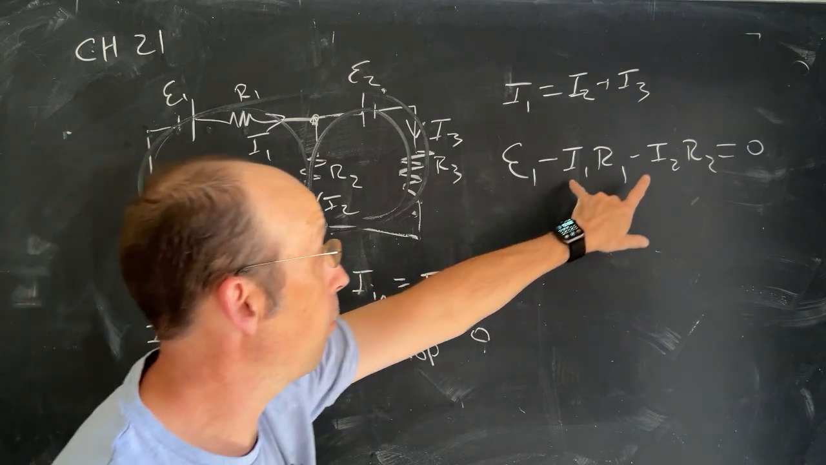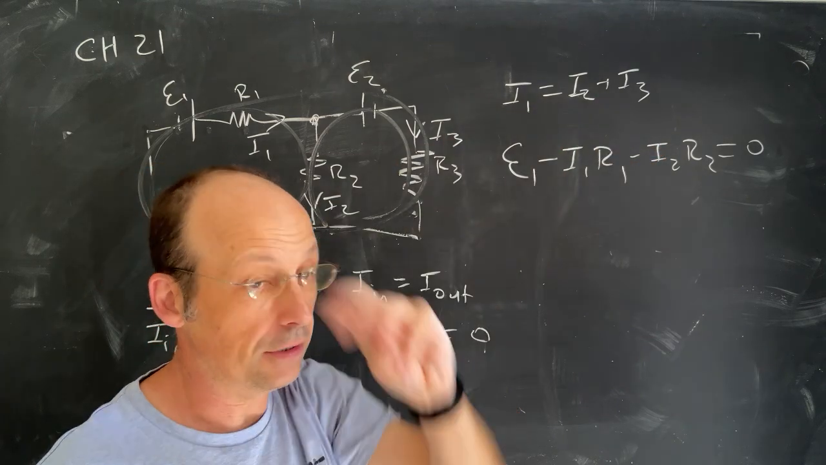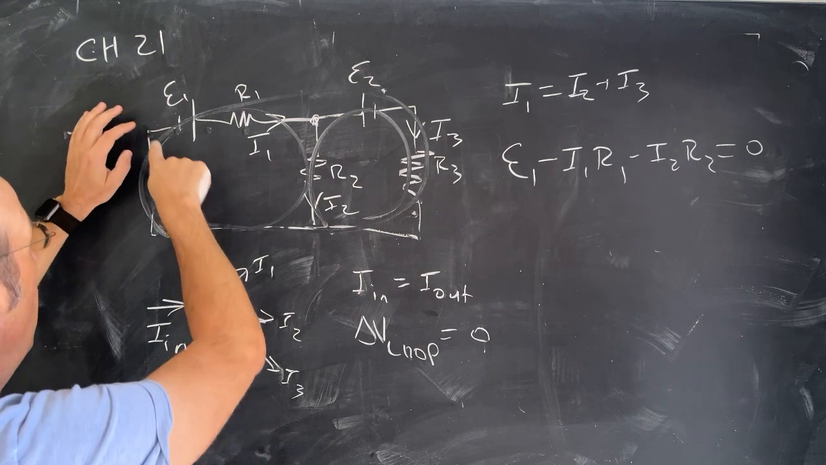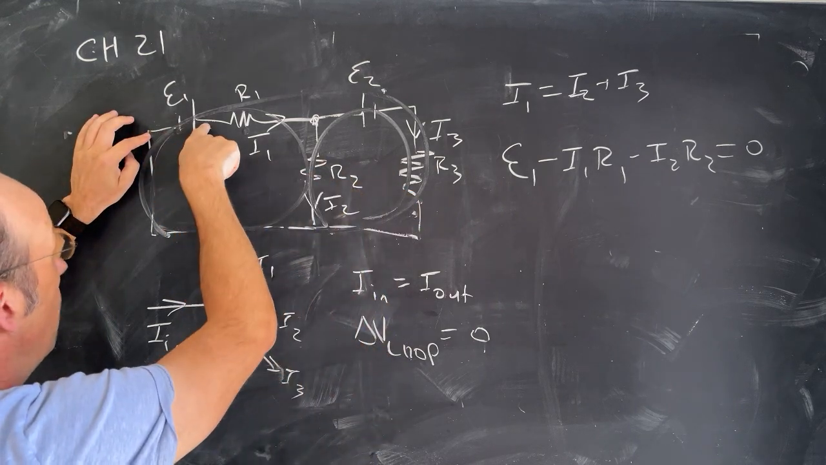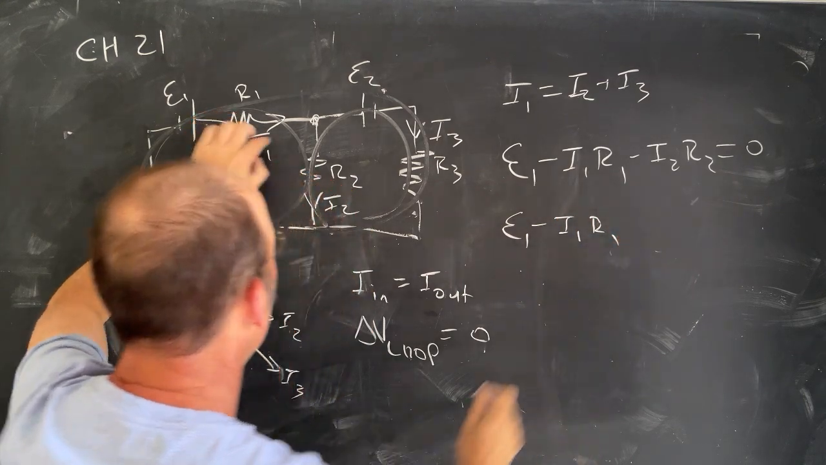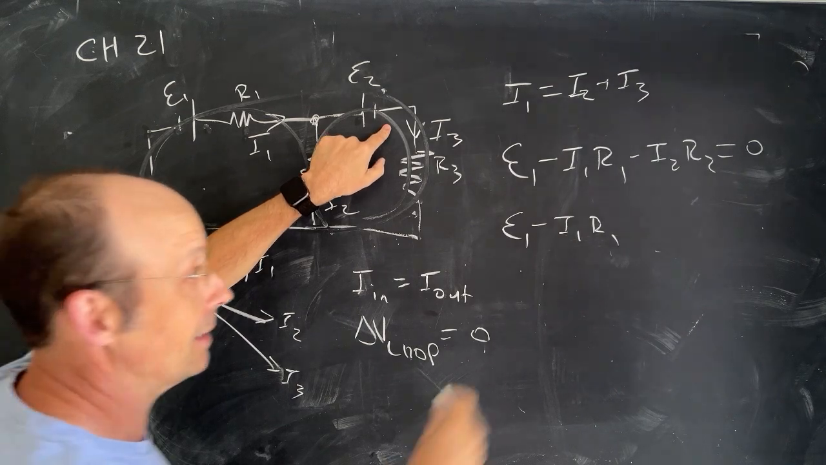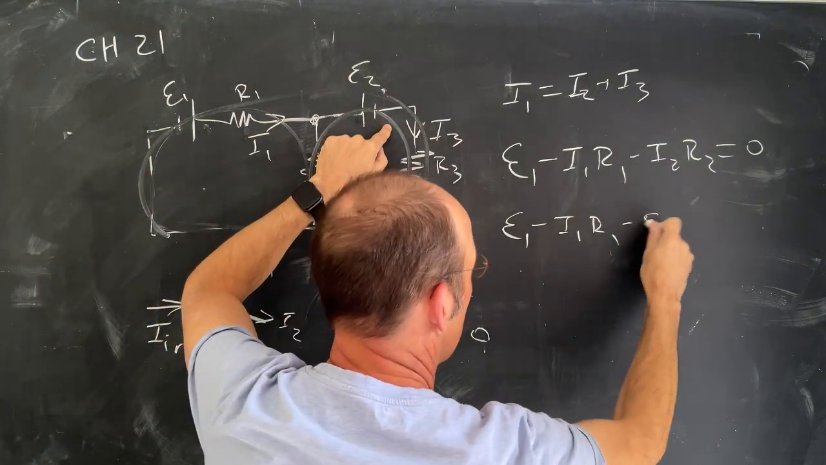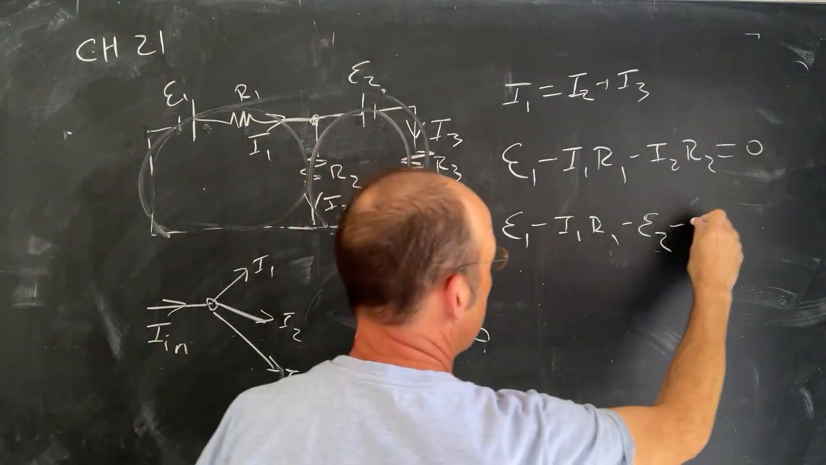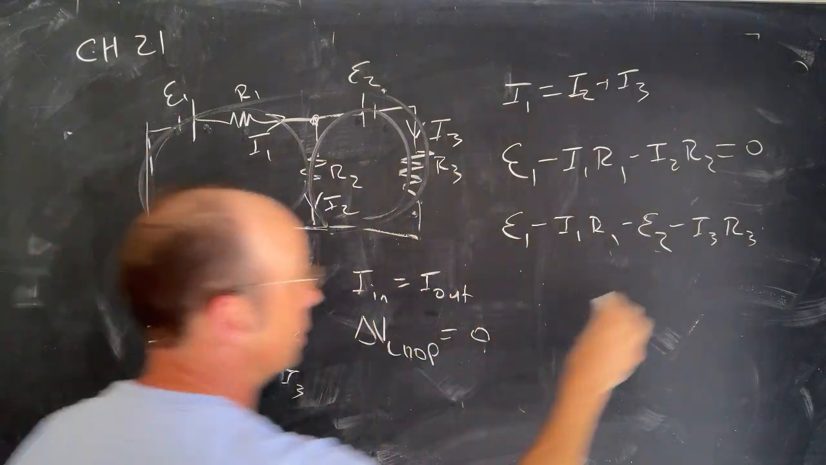I have two more variables in there. So now I have two equations, three unknowns, still don't have it. Now let's do this entire loop, the big one. It doesn't matter which ones you pick. Let's go across, starting from here. I get plus E1 minus I1 R1. Now over here, I'm going from the positive side of the battery to the negative, so I get a minus E2. And now I'm going in the same direction as current I3, so I get minus I3 R3. Now I'll come down here and I'm all the way back and I get to 0.